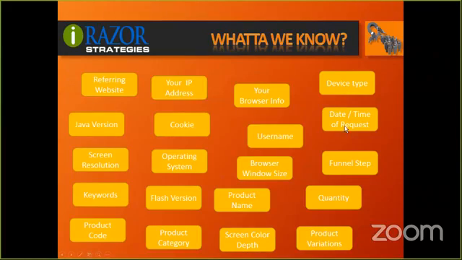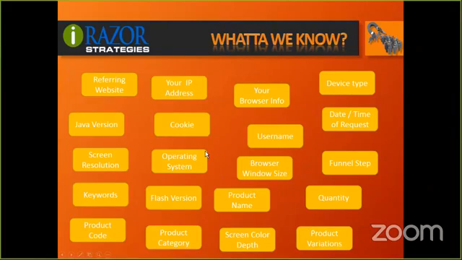It also passes other generic information like date, time of request. If someone's logged in, it'll pass username. It might pass cookie information, screen resolution, operating system. Are they on a Mac or a PC? Keywords they've used to search to find your site, product codes in the event of like an e-commerce site, and so on and so forth. And this data is good, okay?